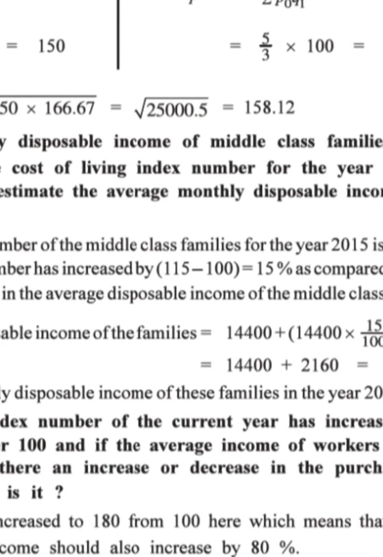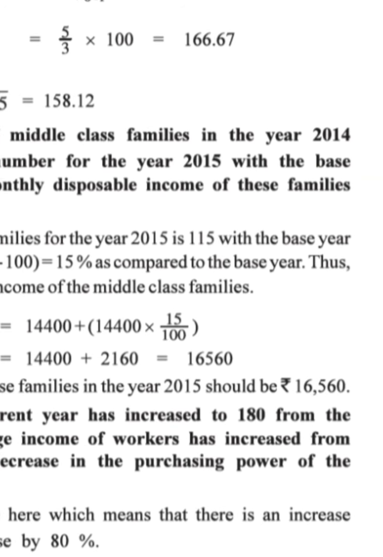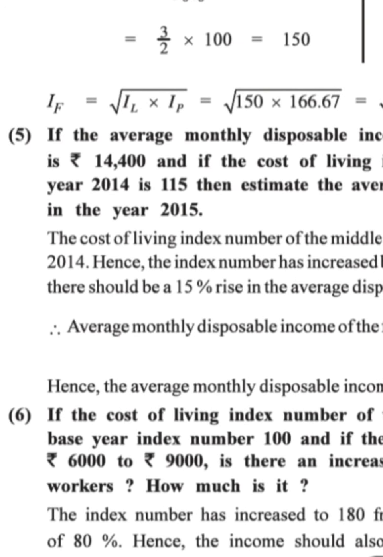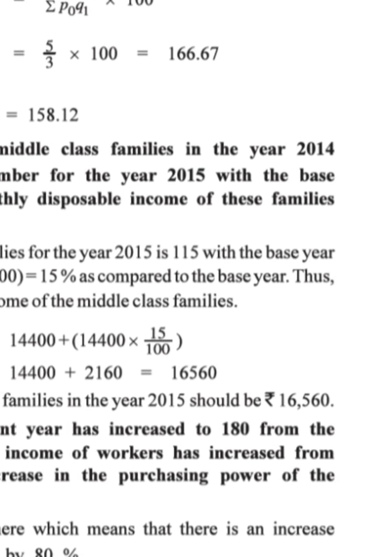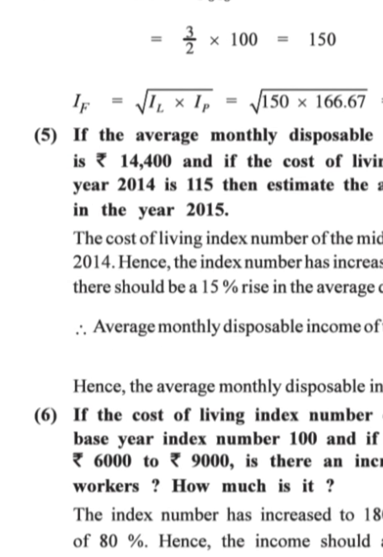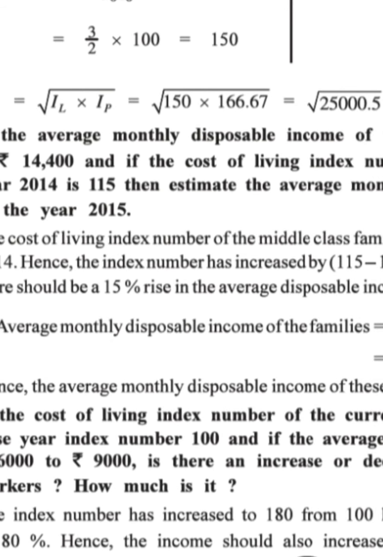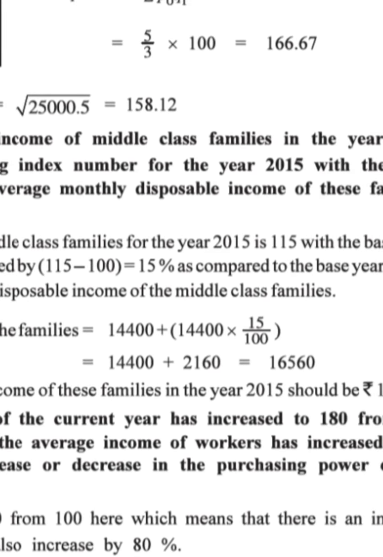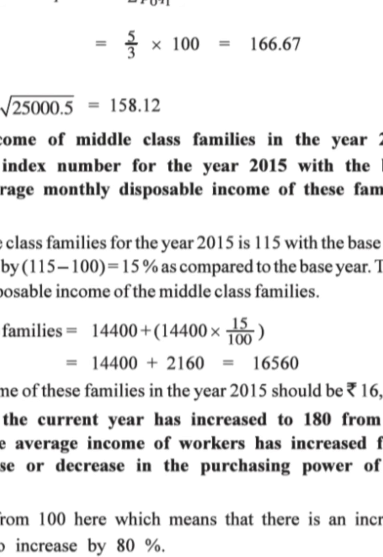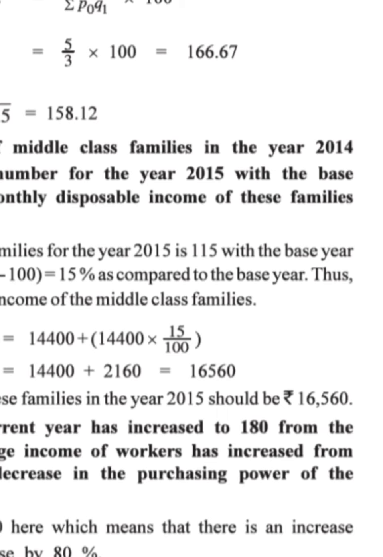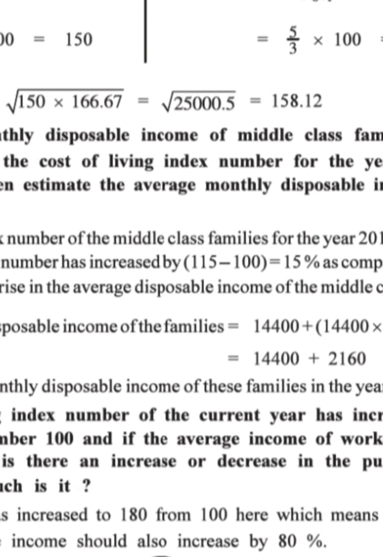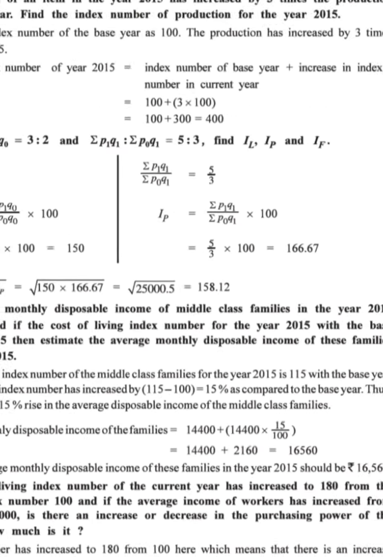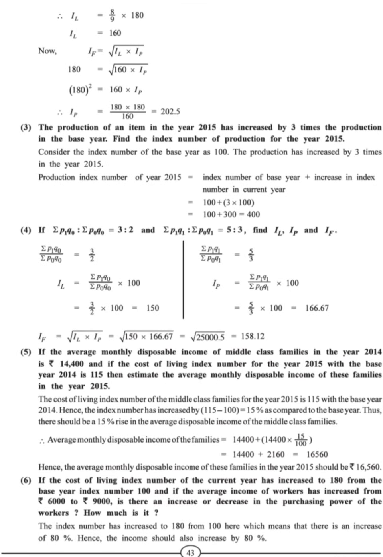And if the average income of the workers has increased from rupees 6,000 to 9,000, is there any increase or decrease in the purchasing power of the workers, and how much? Now first of all, you would find that in the current year the cost of living index number has increased to 180 from 100. So what is the increase? It is 180 minus 100, which gives you an 80% increase, right?